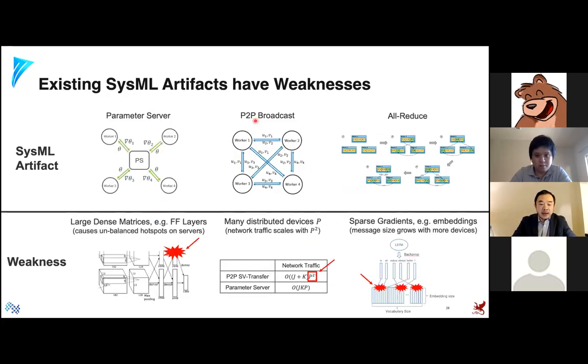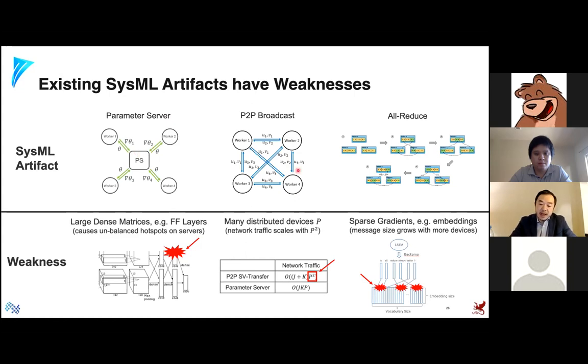And in fact, not too obviously, but later discovered by practitioners, these existing artifacts on this list are not always doing what they promised to deliver. They have weaknesses. For example, when the parameter server runs into models with a very dense matrix of parameters, such as feedforward layers, where there is a dense matrix of parameters to be updated in each iteration, it creates a bottleneck in the communication network, slowing down the whole system.